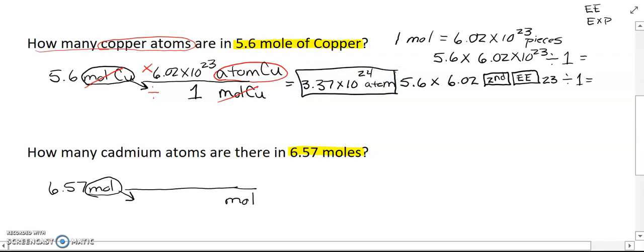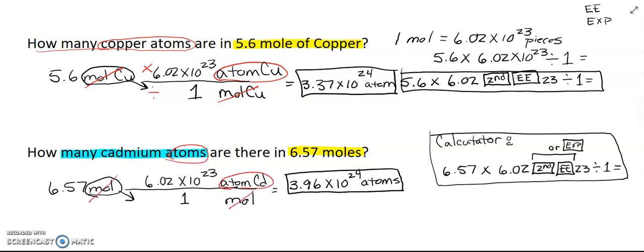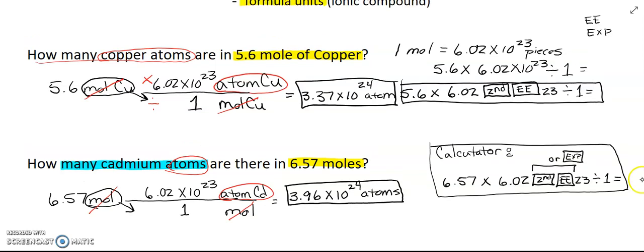So I want you to pause the video for a second. I want you to try the second problem and see how you do. Okay, pause the video again and check your answer. The calculator buttons that you need to push are going to be on the right side of the page. So how did you do?